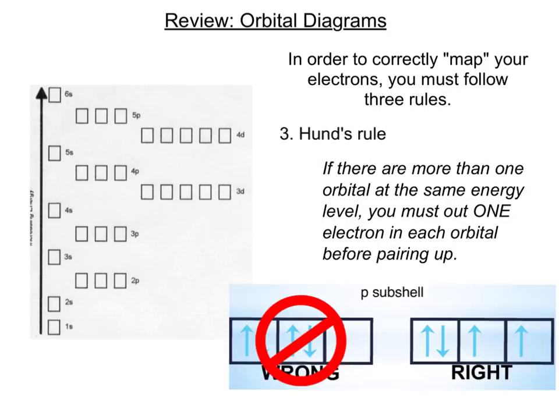And finally, Hund's rule. According to Hund's rule, if there is more than one orbital in the same energy level, so for example, the p orbitals and the d orbitals, you have to put one electron in each box before you start to pair. So for example, this one had 4 electrons, so you must fill in 1, 2, and 3, then start to pair once you have the 4th. This is wrong because they started to pair immediately.